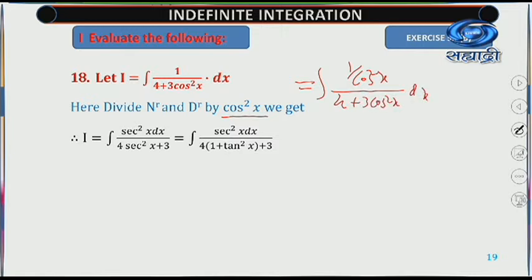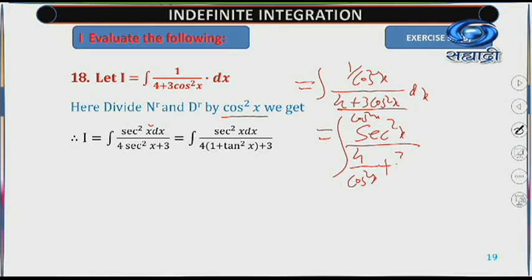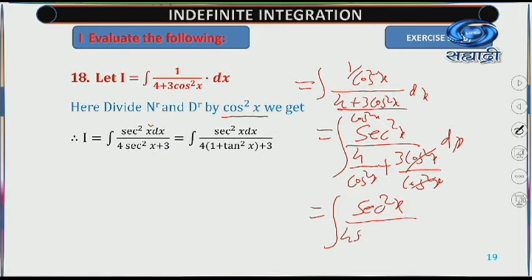Now look at the working which gives you this step. Okay. Here is integral 1 upon cos square, which is sec square. And you are dividing by cos square, so how will you write it? 4 upon cos square x, this is division for both numerator and denominator, plus 3 cos square x upon cos square x dx. Now one cos square will get cancelled. Both these terms will get cancelled. Here it is again 1 upon cos square. So you will get this as sec square x upon 4 sec square x plus 3 dx.